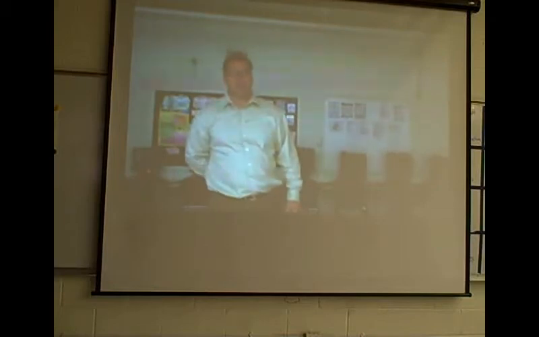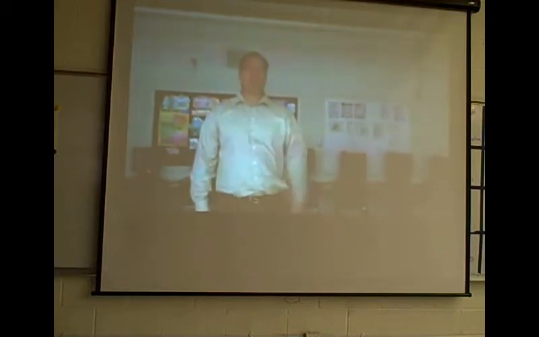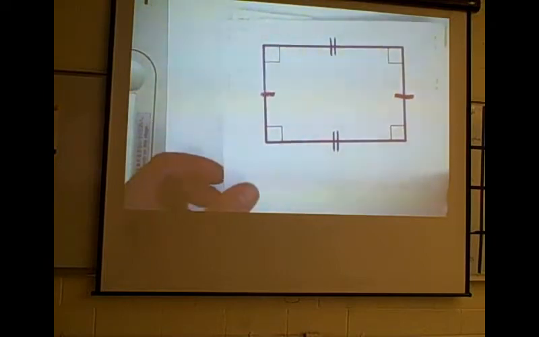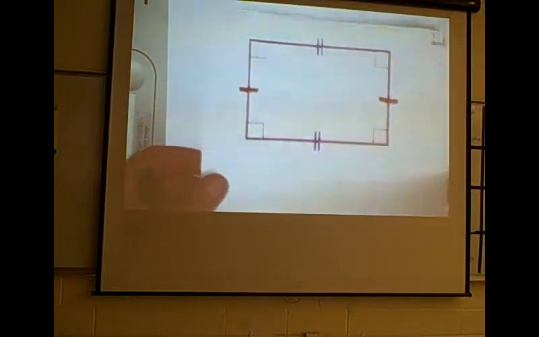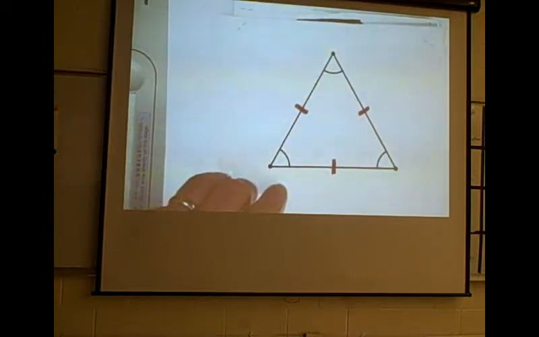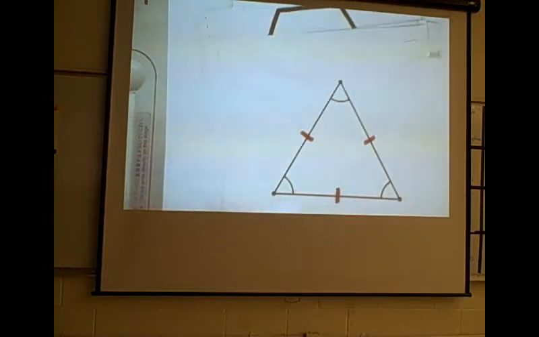And then a triangle has 3 sides. So a 3-sided shape measures a total 180 degrees. So if you look here, remember this shape? You're right, it's a rectangle. This shape, what kind of triangle is it, boys and girls? Yes, it's an equilateral triangle.